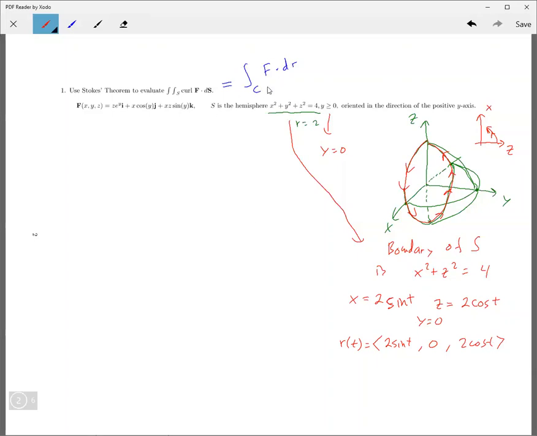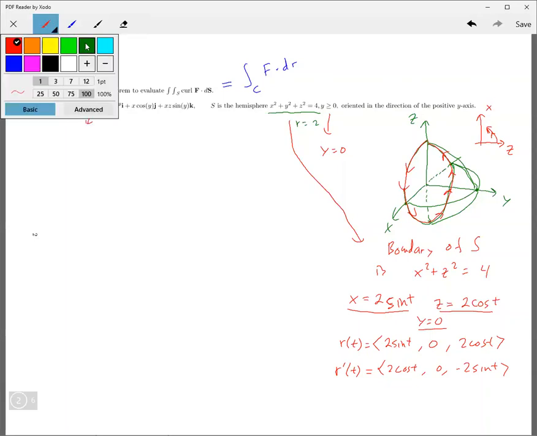So remember, to take the line integral, you need to find the parameterization, right? Now it's F dot dr, so what we're going to do is find r prime of t, which is 2 cosine t, 0, negative 2 sine t, like that. Okay, meanwhile, you've made these substitutions here. So meanwhile, let's go work on this for a little bit.